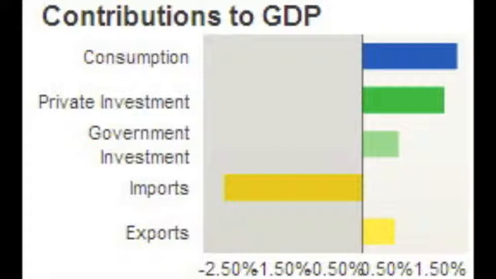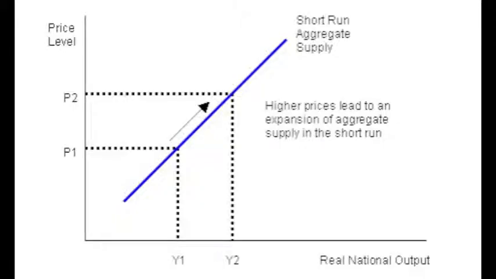GDP is the measure of all final goods and services produced in the economy and consists of consumer spending, government spending, net exports, and investment. There are two types of aggregate supply, long run and short run. In the short run, the aggregate supply curve is upward sloping because of a lag of wage and price changes. The sticky wage theory and sticky price theory explain what happens in the short run to the aggregate supply.